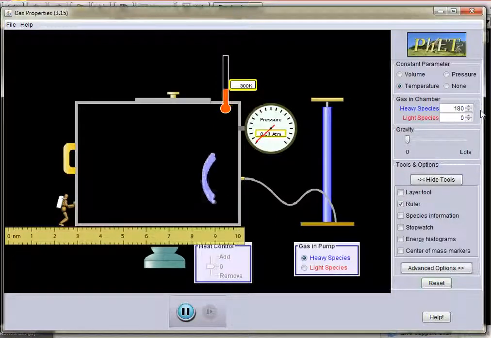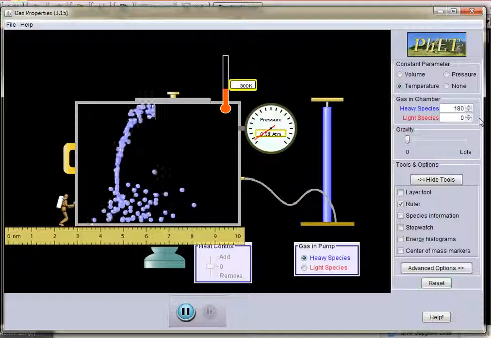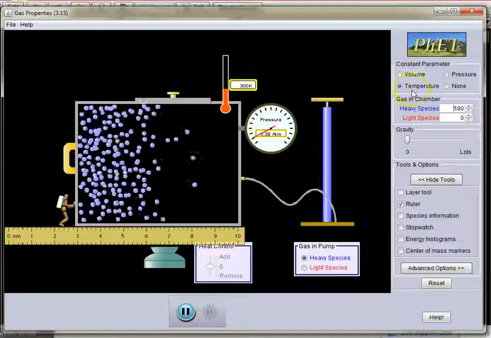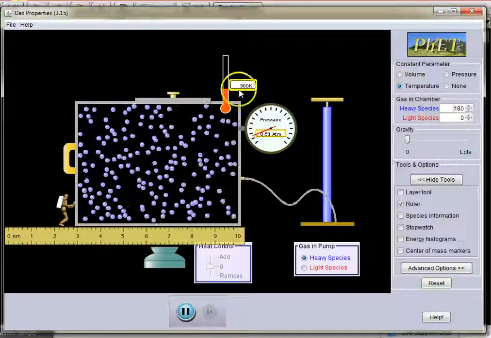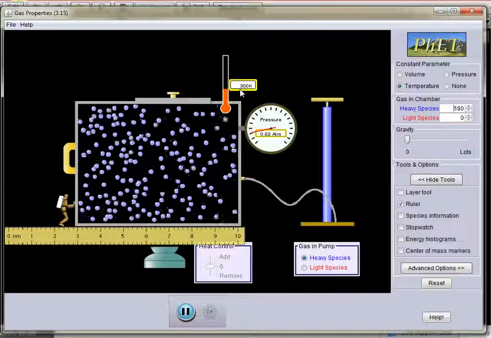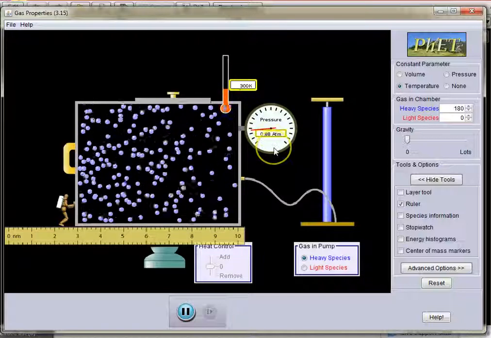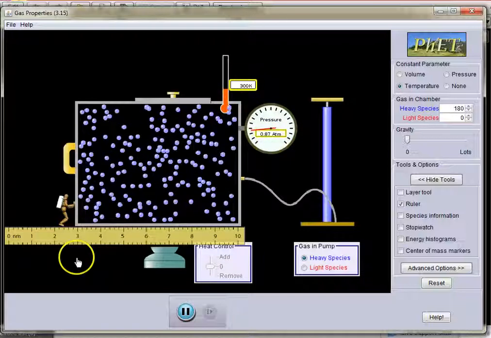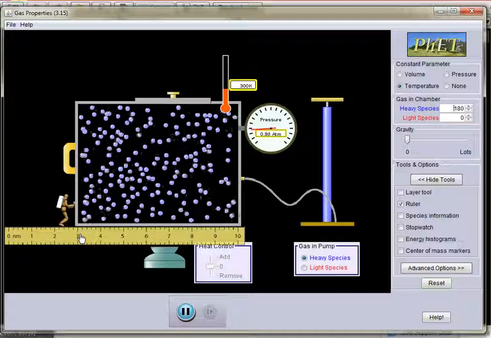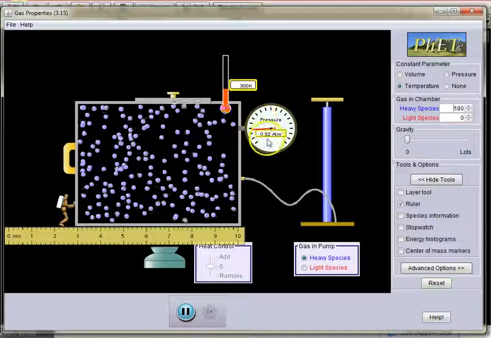And introduce 180 heavy particles. So we have constant temperature, which should be 300 Kelvin, and you can see the pressure and the volume. Make a note of these two things.